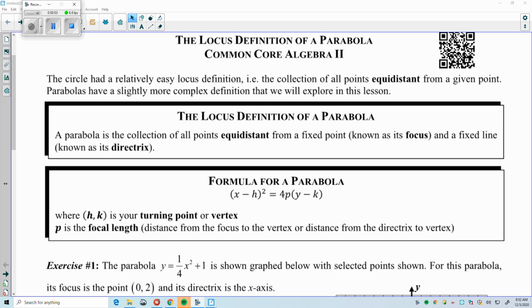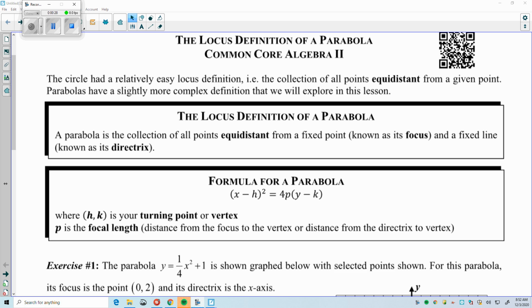Today we're going to take a look at parabolas using what's called the locus definition of a parabola, and then a formula for a parabola. I will be teaching this a little bit different than maybe Kirk will be teaching us. If you would like to see a different version, more using the locus definition as well as the distance formula, use the QR code at the top to go to Kirk's videos.